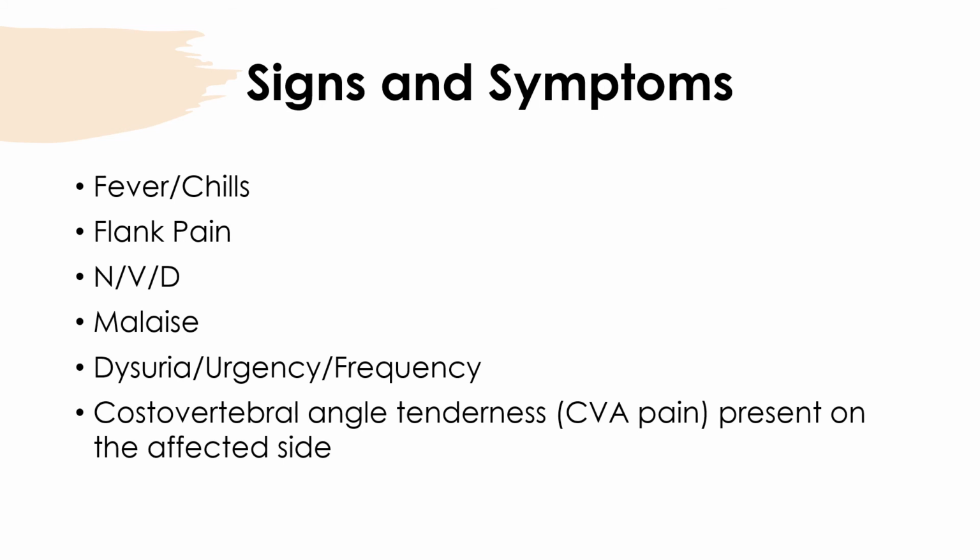So signs and symptoms. Think of this as a huge UTI. The patient's going to develop fever and chills. They may develop some flank pain. They'll have nausea, vomiting, diarrhea, just that sense of malaise, not feeling well, tired, fatigued, dysuria, painful urination. They may have the feeling of urgency and frequency to void. But what we tend to see a lot with this infection is what's called costovertebral angle tenderness. It's CVA pain, and that can be present on the affected side.